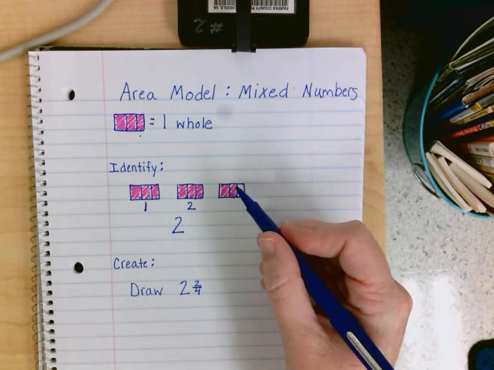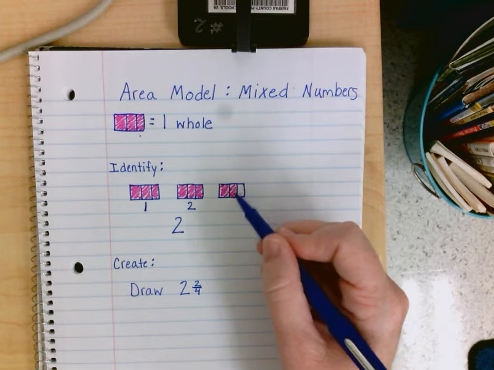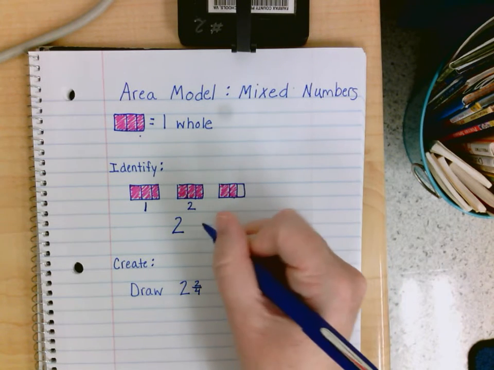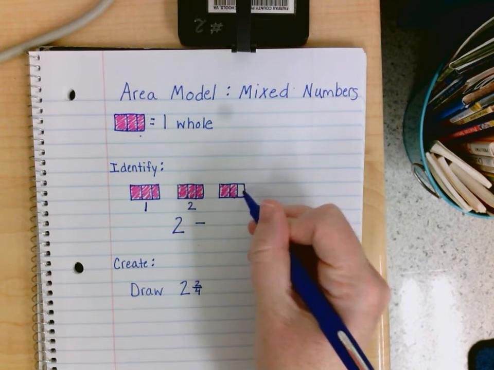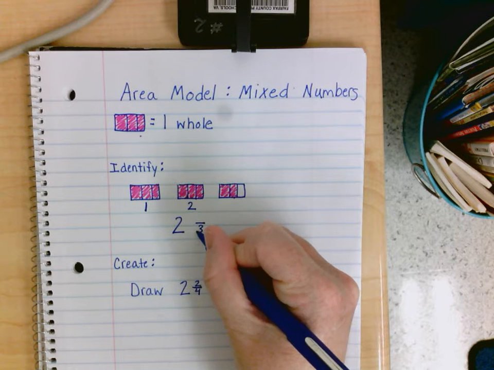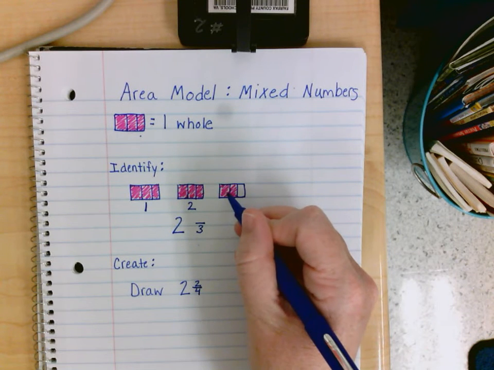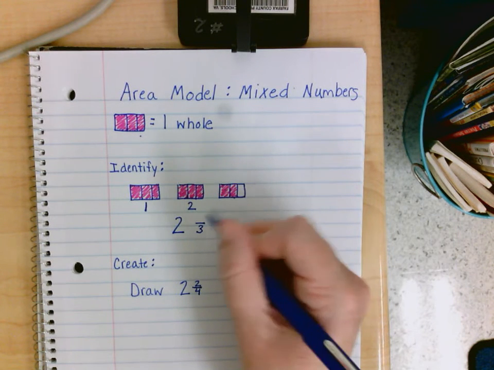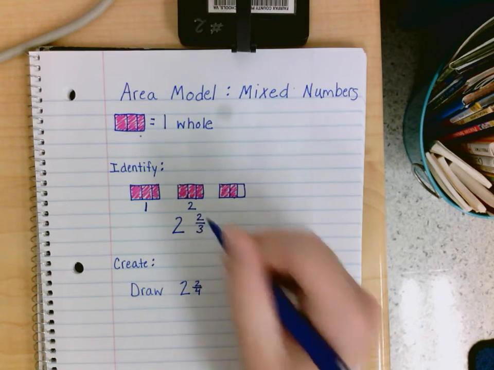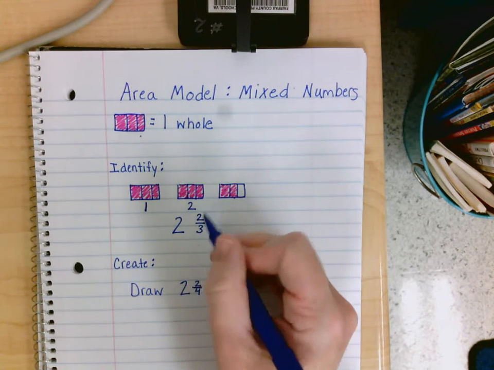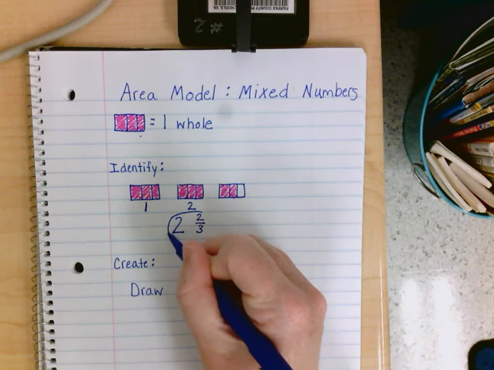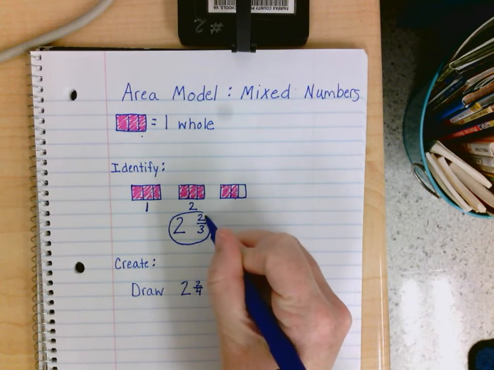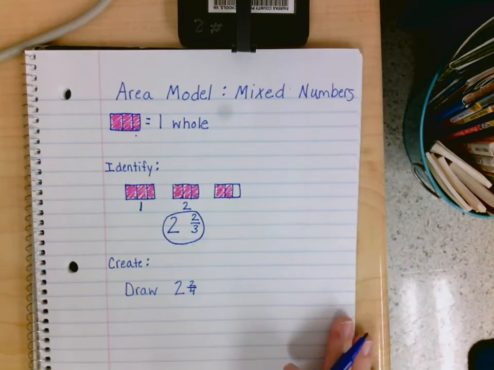Then when I look at this one, I see that it is not completely shaded. I know that there are three parts. So this is thirds, and I see 1/3, 2/3 shaded. So the mixed number for this picture would be 2 and 2/3.